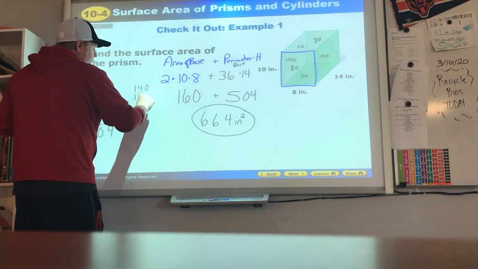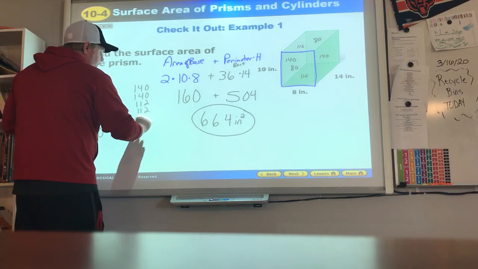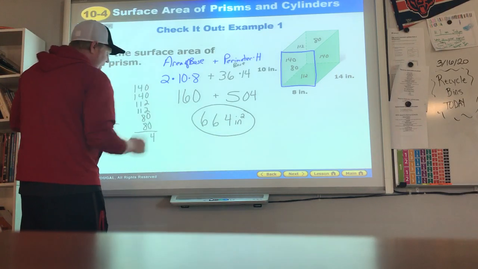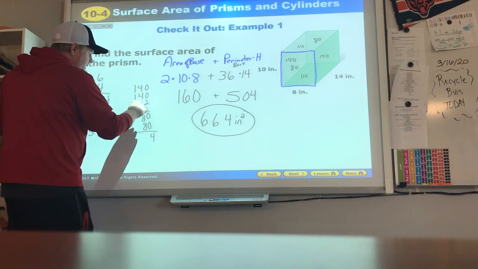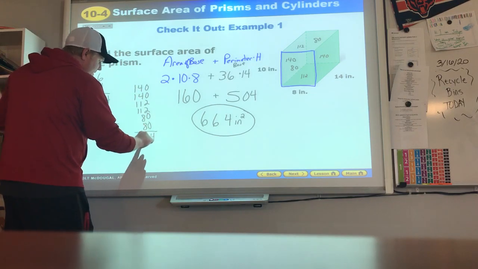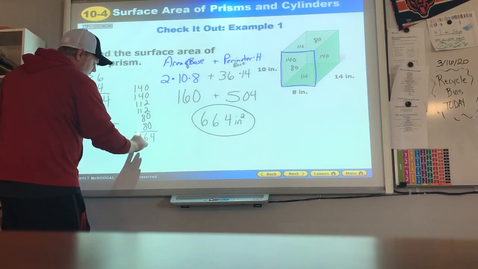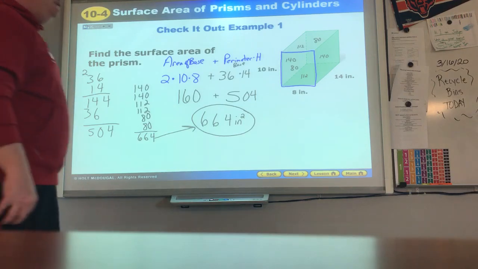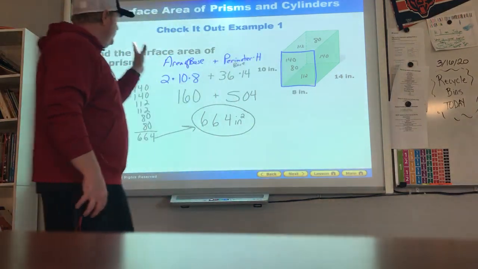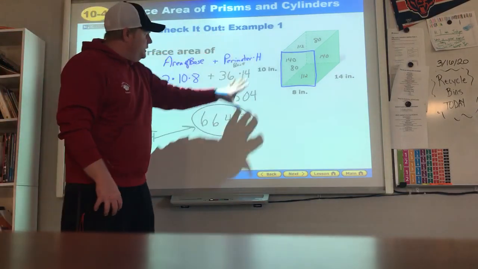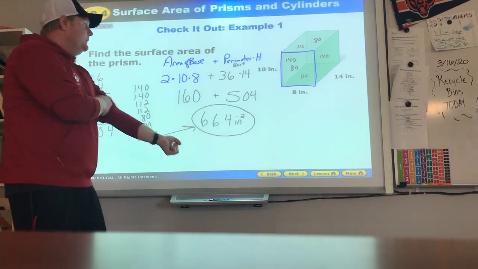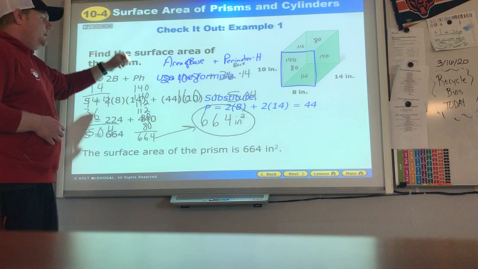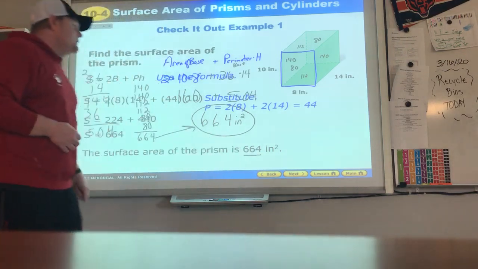140, 140, 112, 112, 80, and 80. Hey, good sign. 4, 8, 10, 18, 26. I do get the same thing if I remember all the sides and I add correctly. I believe this is easier, trying to make it into the simplest steps I can. All right, when they do all their work, you're going to see 664 is our answer.